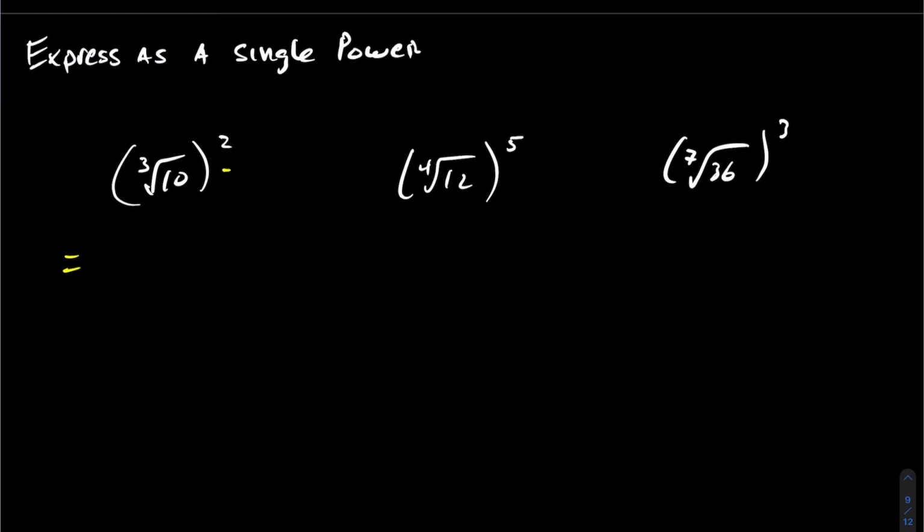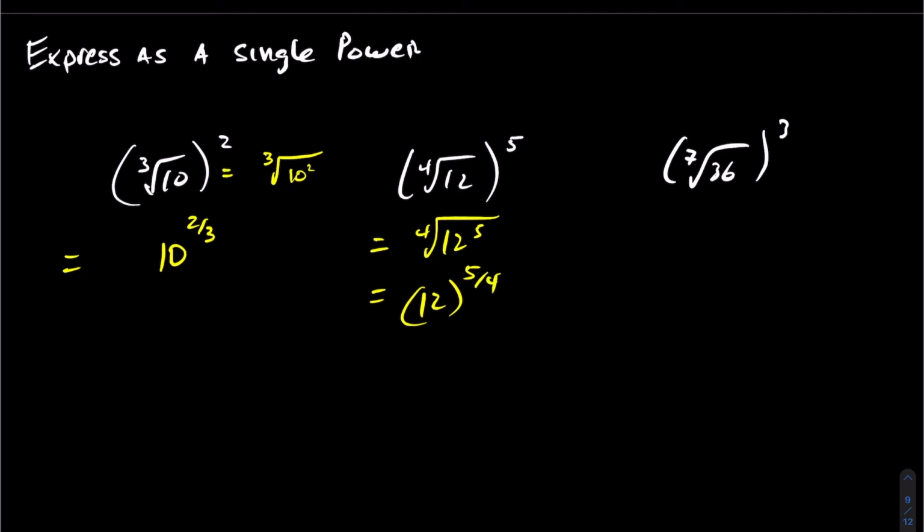Well, we talked about how this can be rewritten as the third root of 10 squared, in which case this is going to be 10 to the 2/3, right? Your root is always on the denominator. The third root, second root, fifth root of the expression is your denominator, and the power is in your numerator. Same with this one here. Like we discussed, I could rewrite this as 12 to the power 5, taking the fourth root, in which case this is 12 to the 5 over 4. Same idea here. This would be 36 to the 3 over 7.